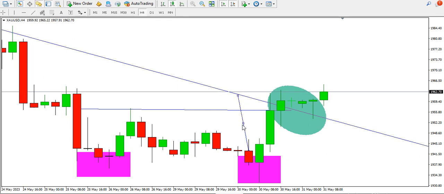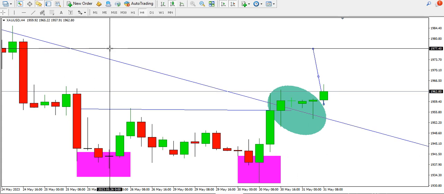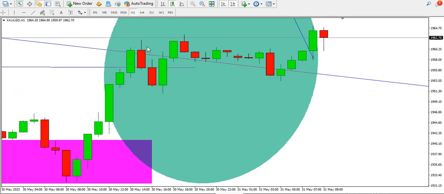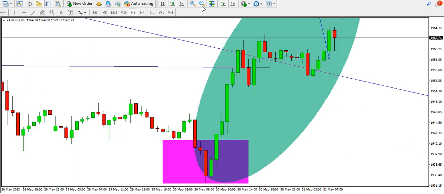So on the 4-hour time frame, we're looking at a possible price move up to the 1977 level. All right, for gold, you might want to look for buying opportunities.